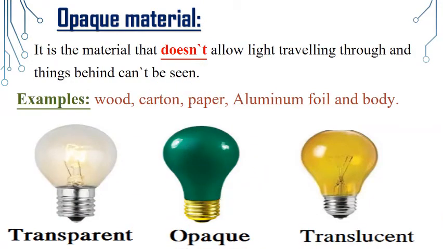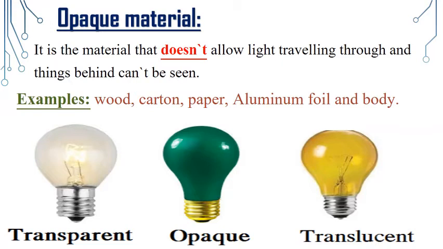The last one is opaque materials, and opaque materials are the opposite of transparent materials. Opaque material is a material that doesn't allow the light to pass or travel or transmit through it, and objects behind cannot be seen at all. Like wood, can you see behind wood? No, why? Because it's an opaque material. It doesn't allow light to transmit through it. That's why we can't see behind wood.